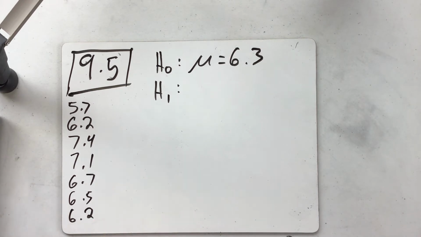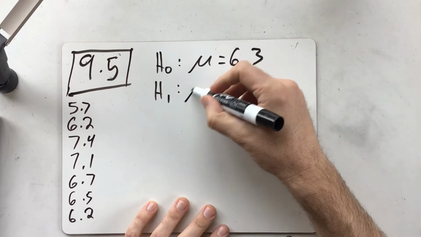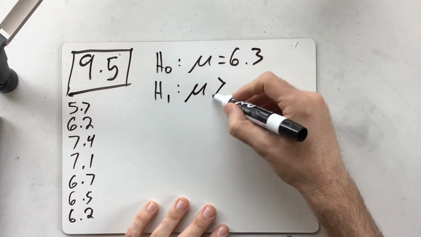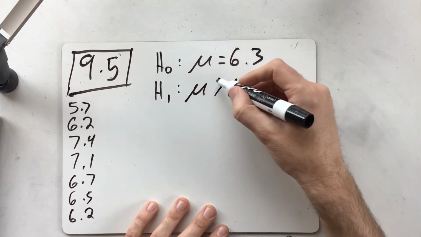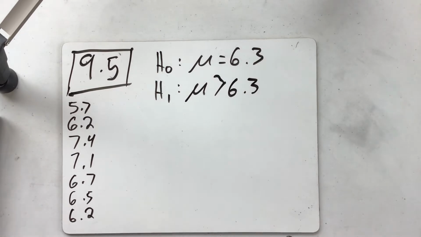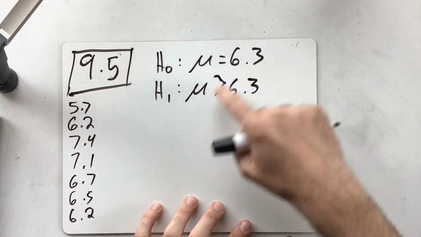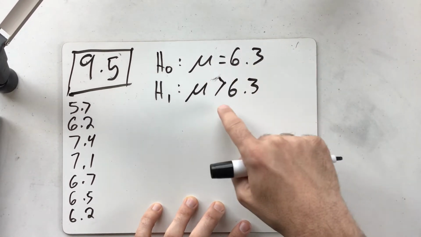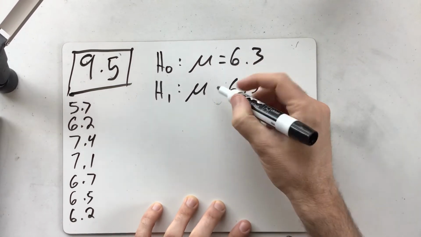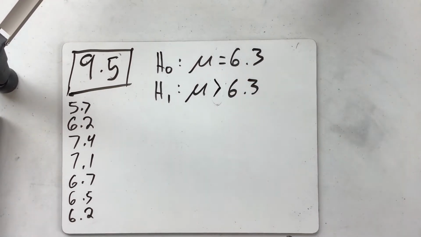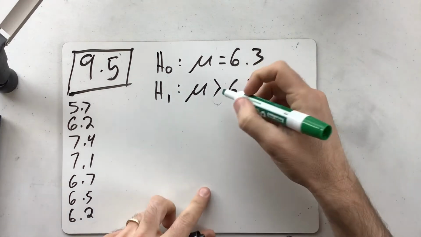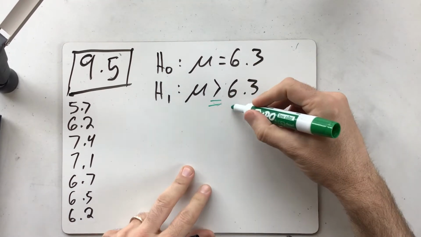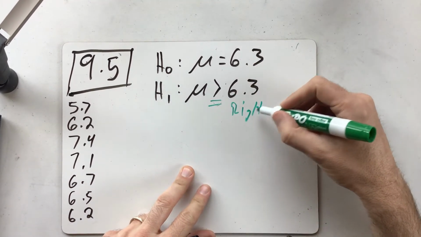What's our alternative hypothesis? Our alternative hypothesis is that flies are actually bigger than 6.3, because we believe that our flies are larger than normal. So we want the alternative hypothesis that our flies are bigger than normal. I don't like my greater than. Let's rewrite it. Okay, so here's our null and our alternative hypothesis. You can see already that this is going to be one-tailed, and we can see from this that it's going to be a right-tailed problem.